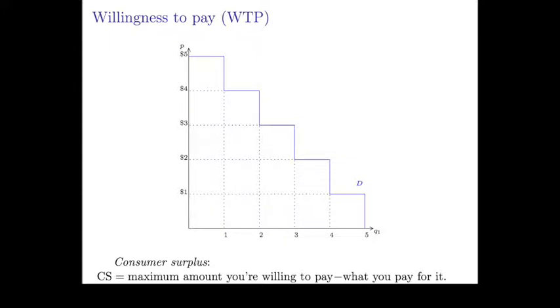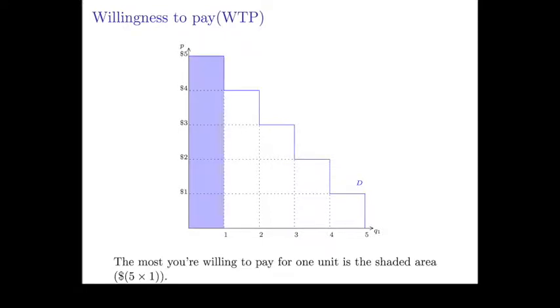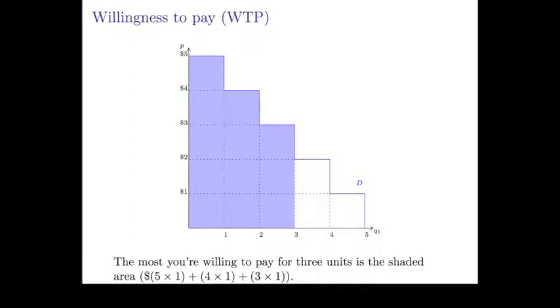Your consumer surplus is the maximum amount you're willing to pay minus what you pay for it. The maximum amount you're willing to pay for the first unit is 5. For the second unit is 4. For the third unit is 3. So the maximum amount you're willing to pay for the first 3 units is 5 for the first one, 4 for the second one, and 3 for the third one. So that's 12 in total.